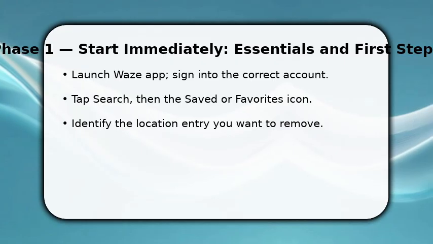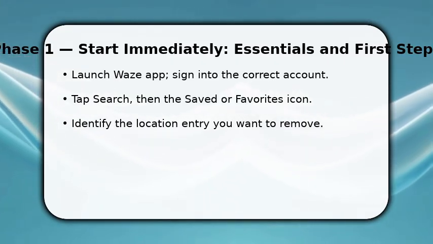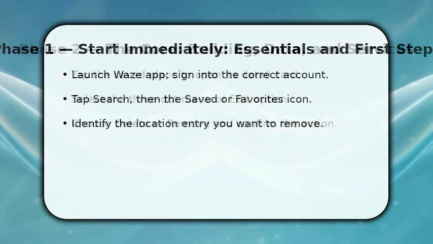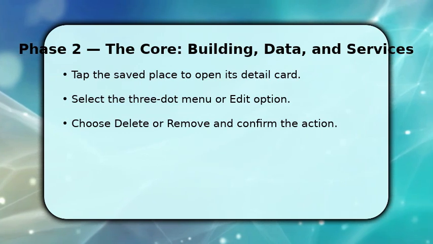Make sure to note whether it's a home, work, or custom favorite, because each type uses a slightly different removal flow. You now tap the saved place to open its detail card so you can access edit controls.